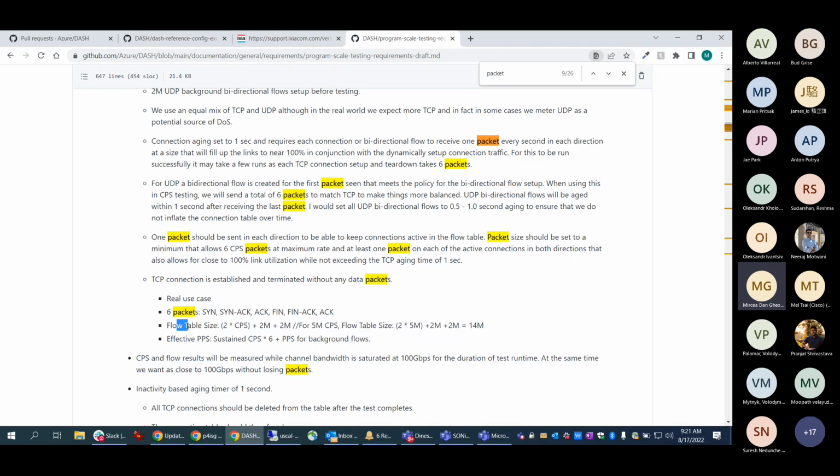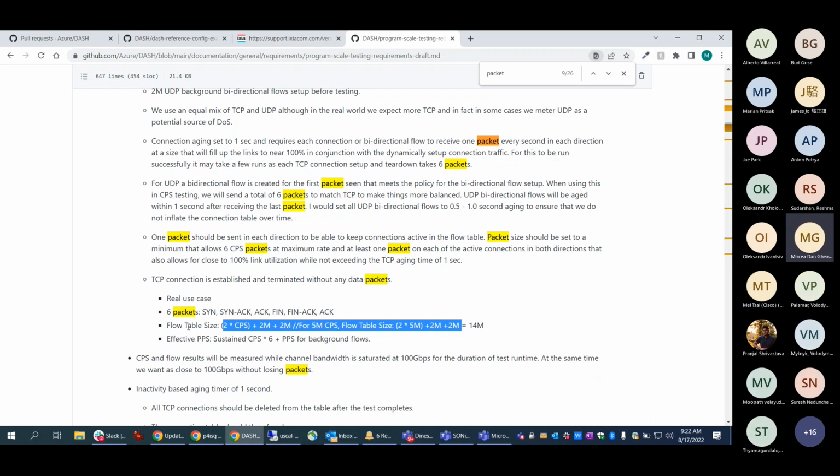So when I do DPU get flow table size, I need to see a number close to 14 million during the test. This is what I'm inferring. This math is just how they reach the 14 million value. But when I get the flow table size stat, I need to see 14 million reported. Yeah, and so I think you're assuming that that's what this means, okay? But yes, that is correct.